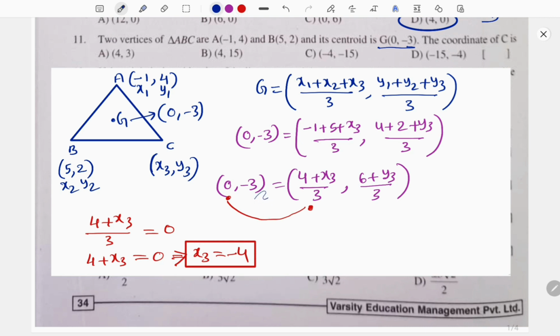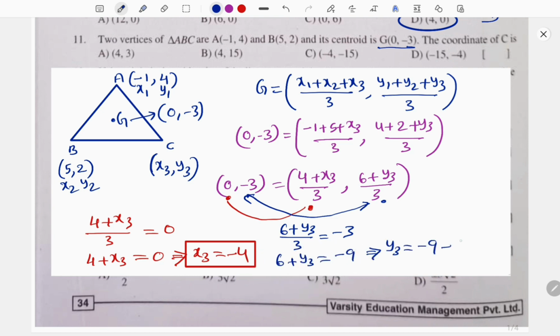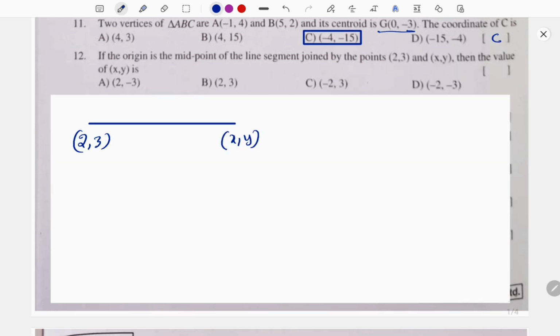Now equating the second coordinates, what do we get? (6 + y3)/3 is equal to -3. Now 6 + y3 is equal to -3 into 3, which is -9. So from this, y3 is equal to -9, and 6 taken to the right side gives -6, so y3 is equal to -15. So x3 is -4, y3 is -15. What is the answer? (-4, -15). C is the right answer. I hope all are understood, this one.